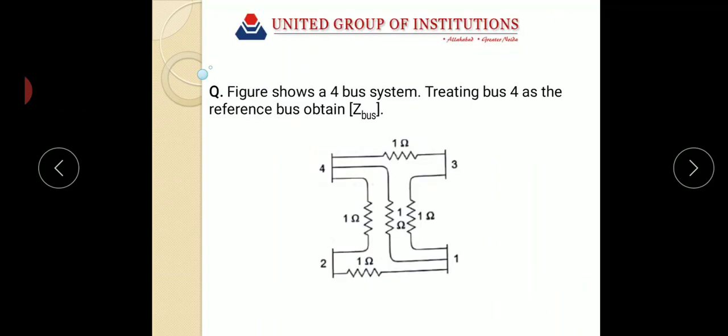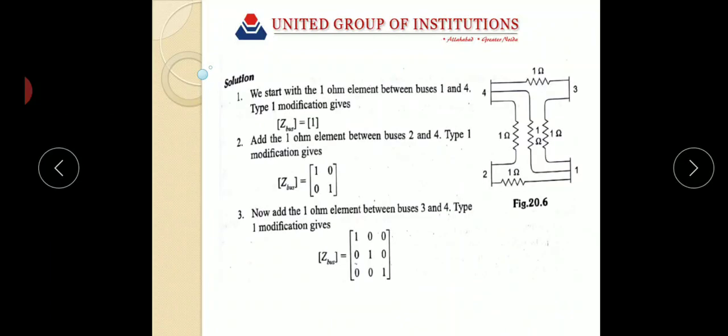Now let us take a numerical example. The figure shows a 4-bus system with buses 1, 2, 3 and 4. Treating bus number 4 as the reference, obtain the Z bus, the bus impedance matrix. So we start with the 1 ohm element between bus 1 and 4. The type 1 modification gives Z bus equal to a 1 cross 1 matrix. So this is 1.